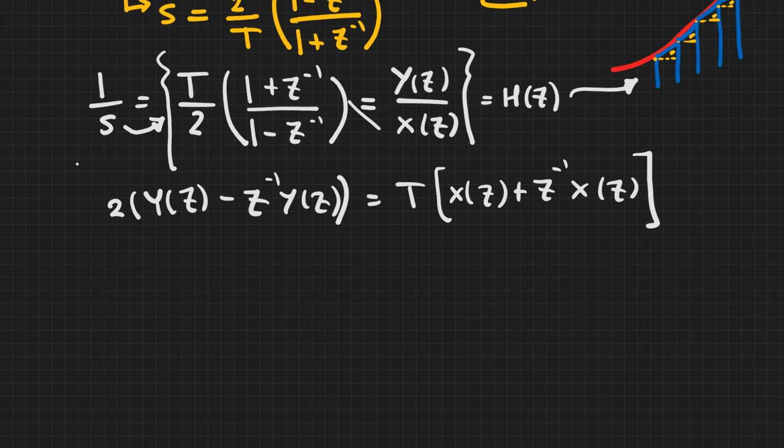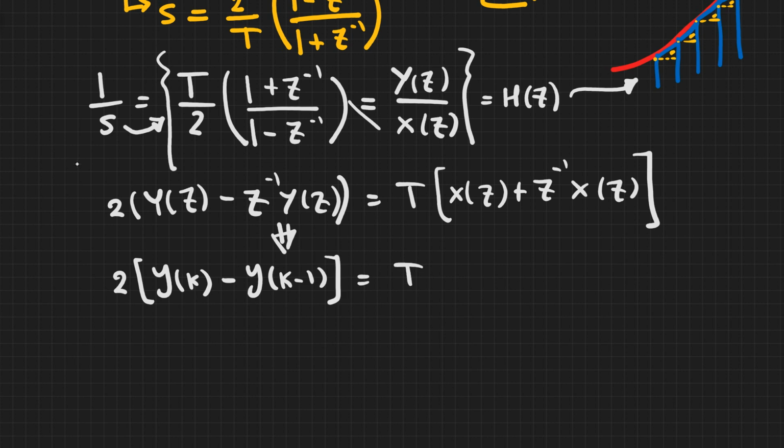Okay, and if you obtain the inverse Z transform, you will obtain this difference equation. So it's y of k. You know that the inverse Z transform of z^-1 y of z is actually y of k minus 1, right? And this is equal to T multiplied by x of k plus x of k minus 1. Okay, so far so good.